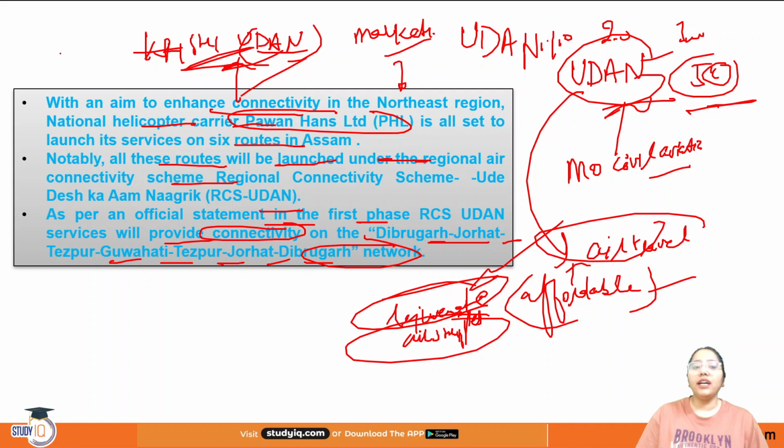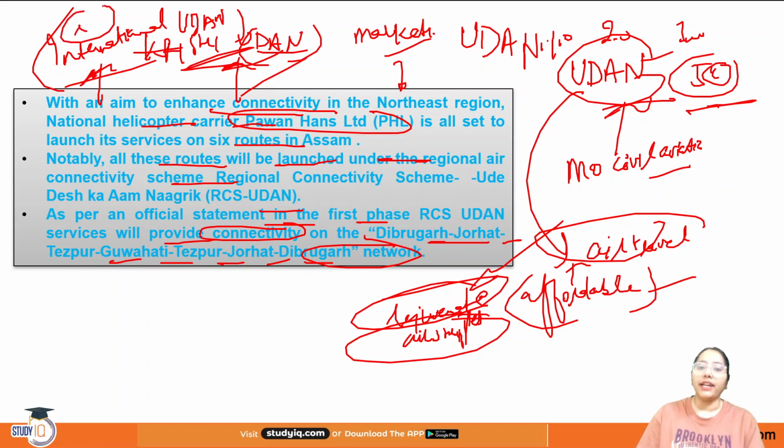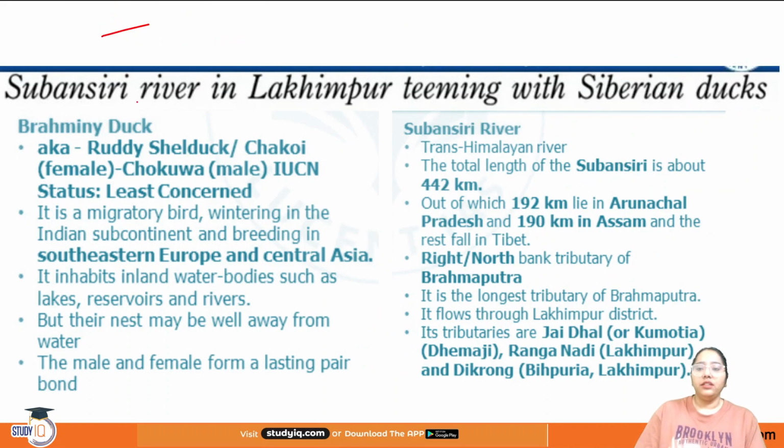Also, we are having the international UDAN to boost the connectivity of India with the different countries in terms of raising the number of commercial flights. Next news is about the Subansiri River.